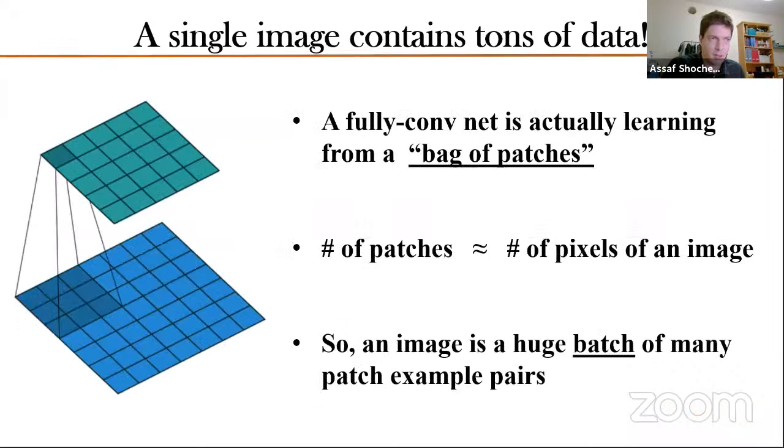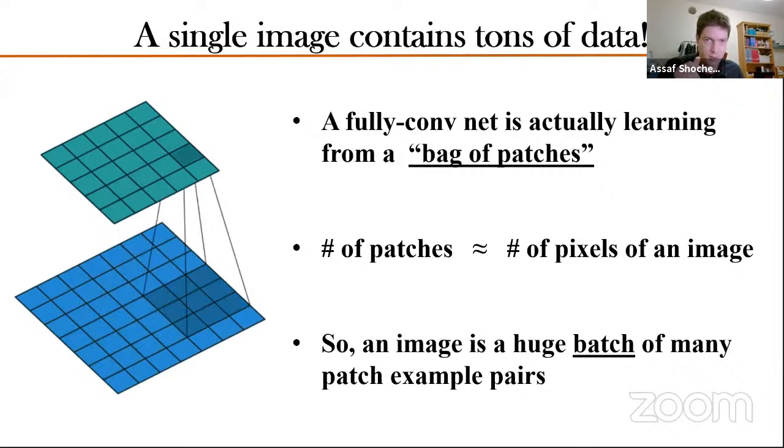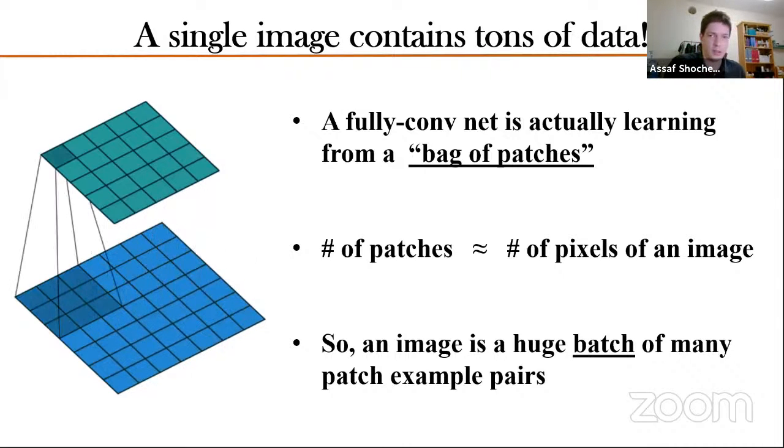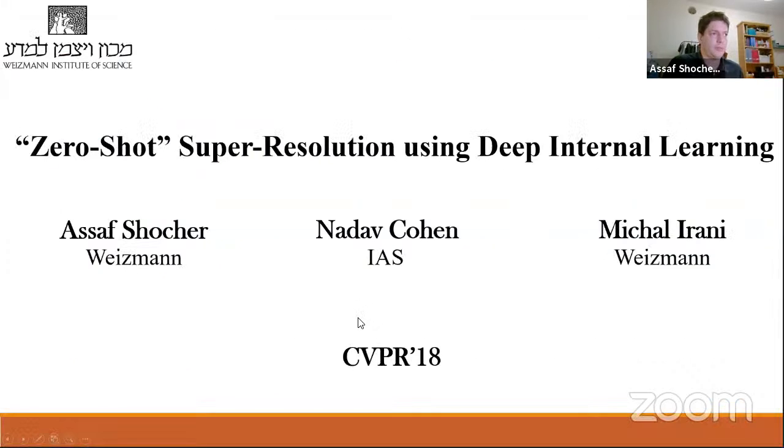I point out that being fully convolutional is a very important characteristic. If you had fully connected layers for some reason at the end of your network, then in that one layer, all this data becomes just a single datum. So the key idea is to have it fully convolutional.